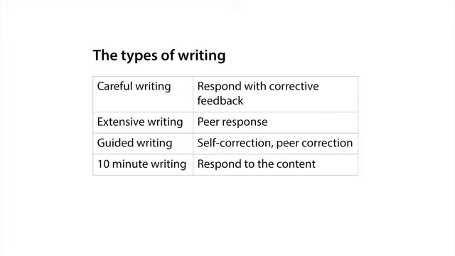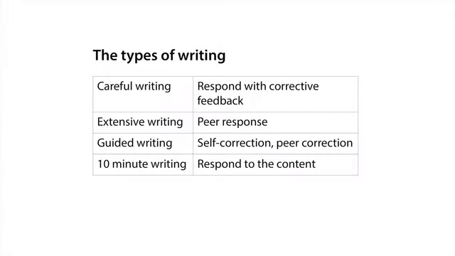In extensive writing, you can often get other classmates to respond to the writing. This is called peer response. This can cut down the amount of marking and the feedback that the teacher has to give. Or it can be a step in getting feedback where the peers give feedback first and the teacher looks over that feedback and adds any additional feedback that might be necessary.